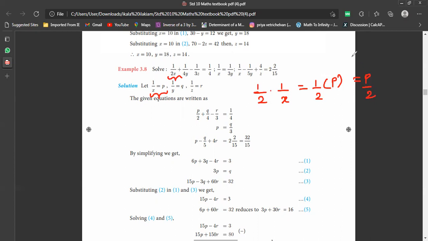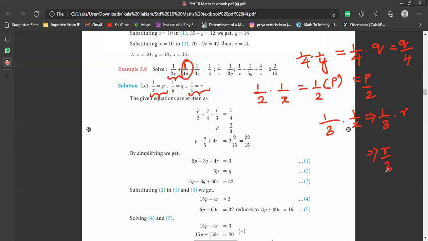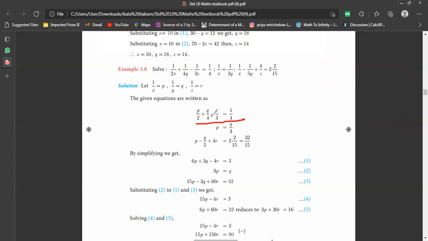Can you follow? Similarly, 1 by 4y can be written as 1 by 4 into 1 by y. I'm going to change my 1 by y as q. So 1 by 4 times q can be written as q upon 4. And we have negative 1 by 3z, which can be written as 1 by 3 times 1 by z, which is nothing but 1 by 3 times r, because I'm rewriting the 1 by z as r. So which is r upon 3. So we can frame our equation as p by 2 plus q by 4 minus r by 3 equal to 1 by 4. So that is going to be our equation 1. You can assume it as equation 1. We'll move on to the next one.